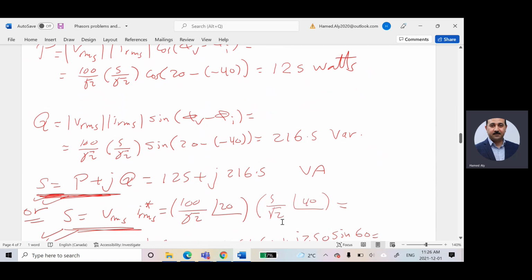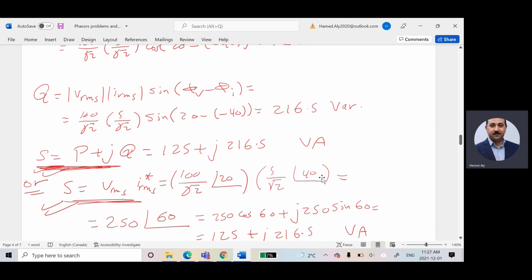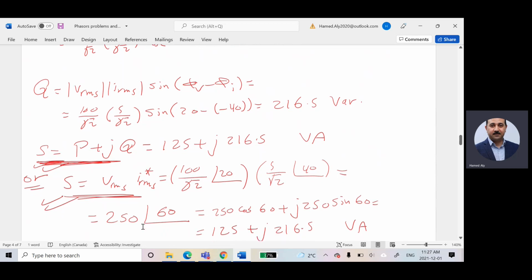Every time the angle's sign is flipped? Yes. If you have real plus J imaginary, it will be real minus J imaginary. Now, I would like to simplify this complex number. So I will multiply magnitude by magnitude, which is 250, and I will add the angles. Then this guy is in polar format. I would like to convert it to rectangular format. So it will be 250 cosine 60 plus J 250 sine 60. This guy is giving me 125, and this guy is giving me 216.5, which is the same as this. So you can use either this equation or this equation, it doesn't matter.